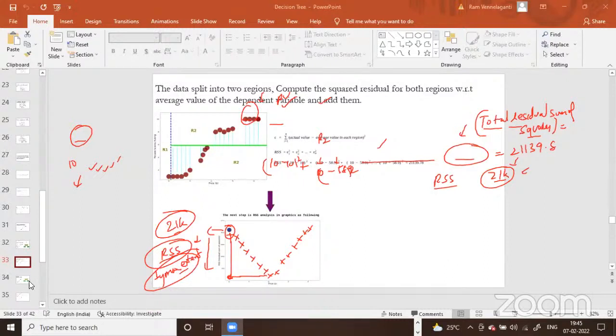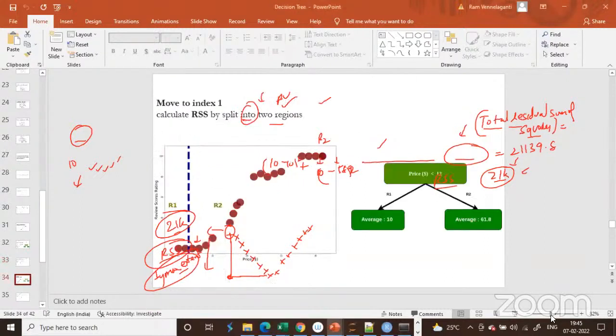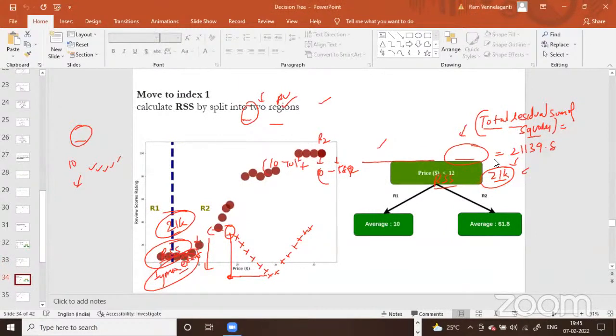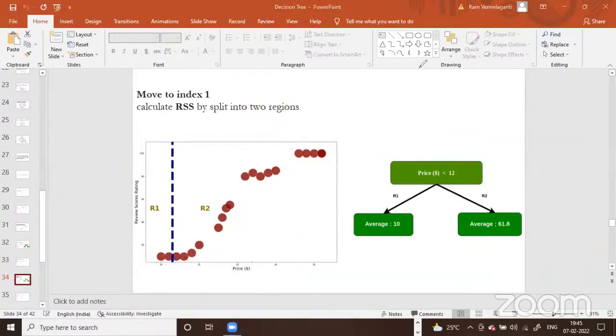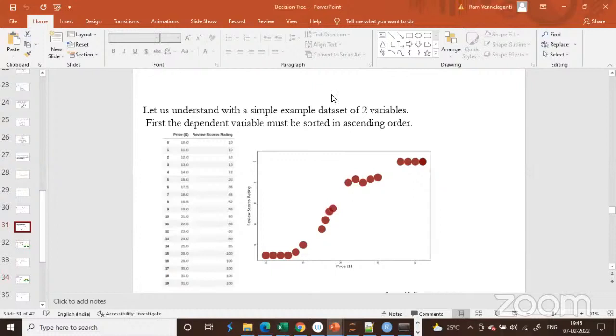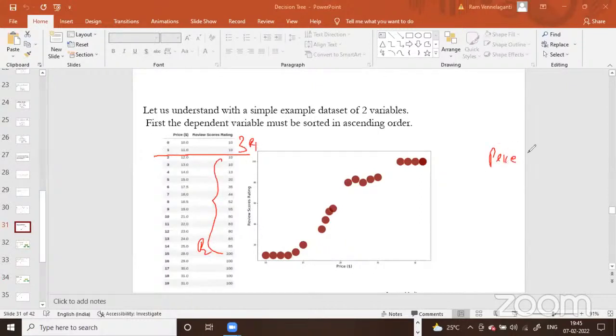So you have to keep repeating this process until you are able to reach that minimum residual sum of squares. So what are you going to do? Select our next split point. What is our next split point going to be? Partition our data like this. Now this is region 1 for us. This is region 2. So price less than 12. This is our root node.